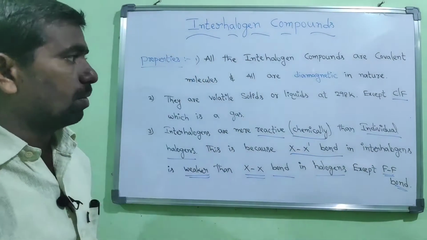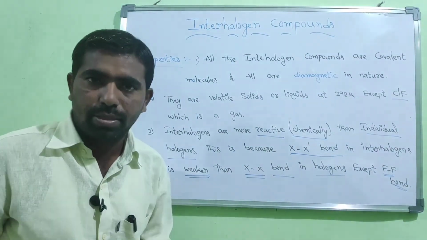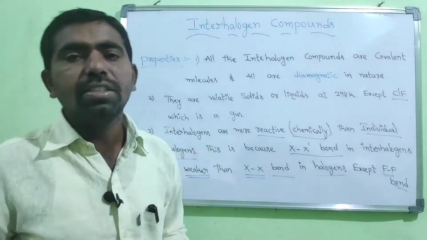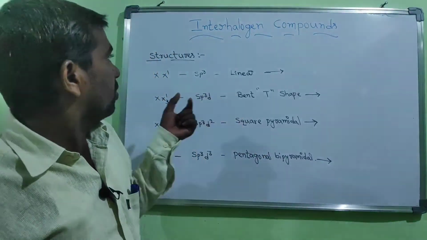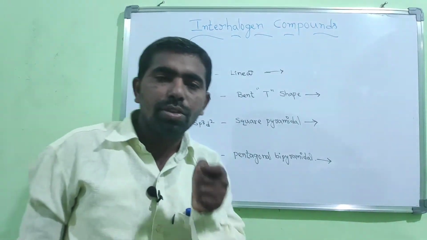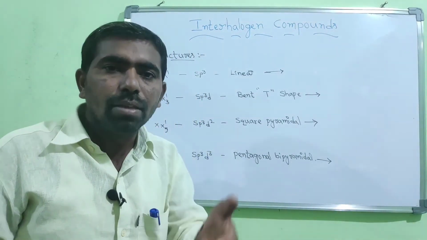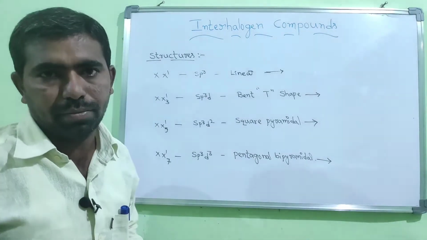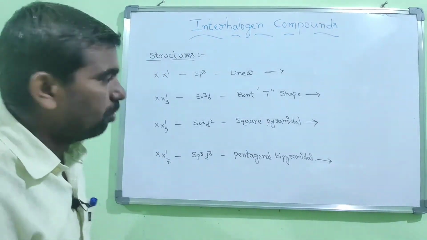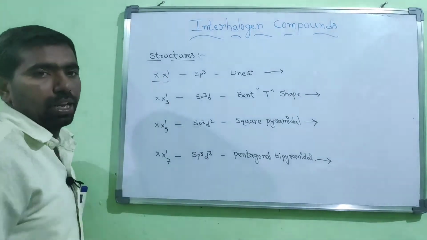This is about some of the properties of interhalogens. Now we will discuss the structures of these compounds. Now I am explaining one shortcut method to explain the structures of these compounds. For example, I am taking one interhalogen compound, XX'.